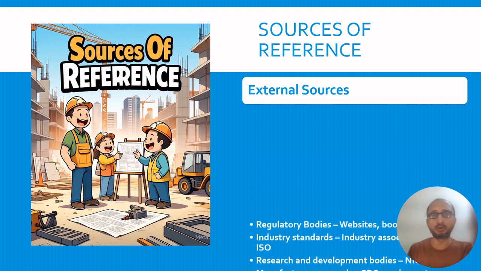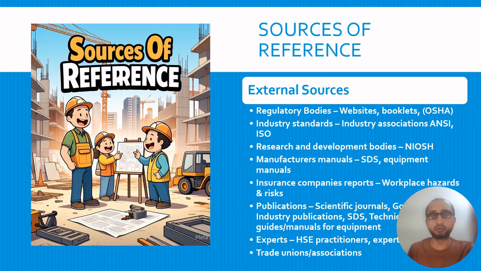Then there are external sources of information or reference which can be valuable during hazard identification. Regulatory bodies: you can get all the information related to your business from them, especially to meet legal compliance. Then international standards, globally accepted practice like ISO or ILO; you can select one related to your business. Then there are research and development bodies like NIOSH, whose sole work is research and development in occupational health and safety. They identify different factors and conditions and provide solutions, so their publications can be very helpful.